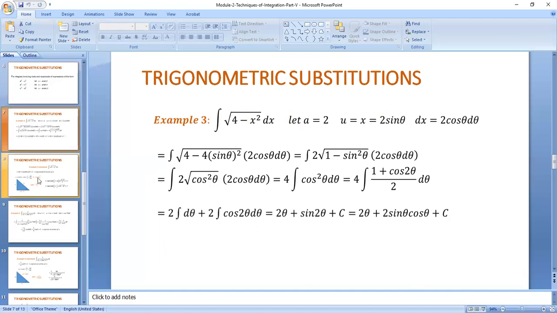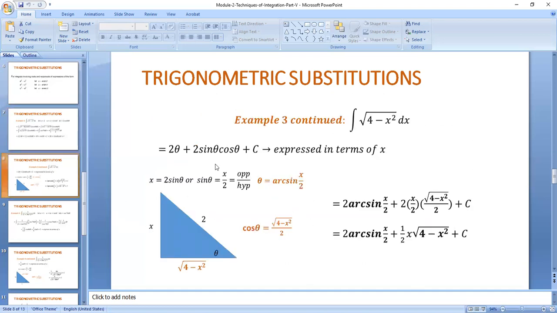So if I go back to the next page, you will be able to see that for 2 theta, you have the 2 in here. What is theta? Let me annotate. Remember that the sine of theta is equal to x over 2. So how do we find theta? It's the arc sine of x over 2. So that's it. Theta is the arc sine of x over 2. And since it's multiplied by 2 in here, so you have it here.